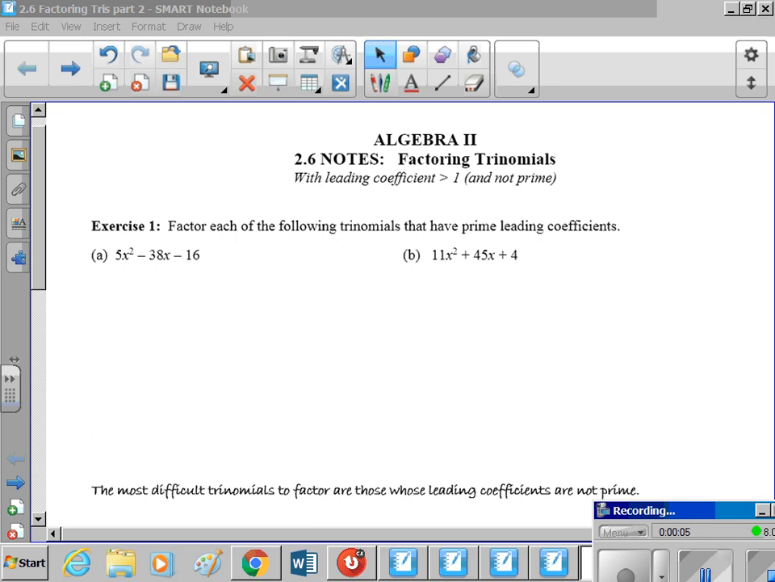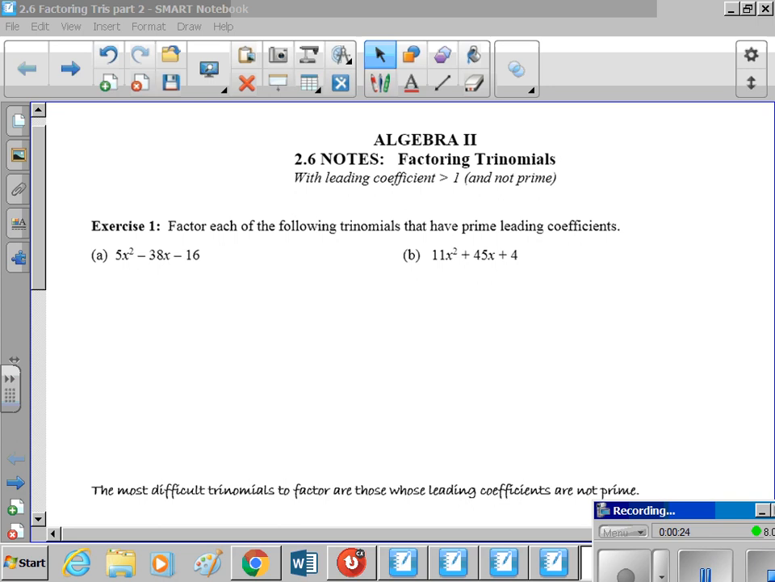Today's lesson 2.6 is factoring trinomials. But this time we're going to consider leading coefficients that are greater than 1 and not prime. So doing the guess and check method is not so easy. So here are two examples in exercise 1 that have prime leading coefficients. And these are the ones we did in 2.5.